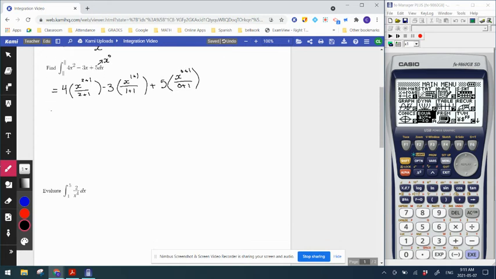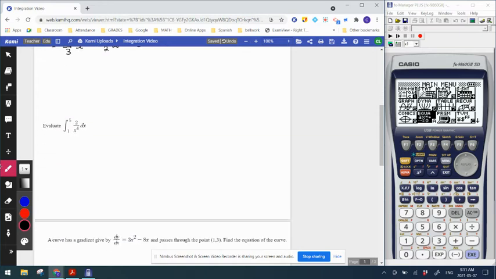So when I take the antiderivative, I need to put that x back in. We can simplify this: 4 thirds x to the power of 3 minus 3 halves x to the power of 2 plus 5x plus c. And then we have it. That is our antiderivative.